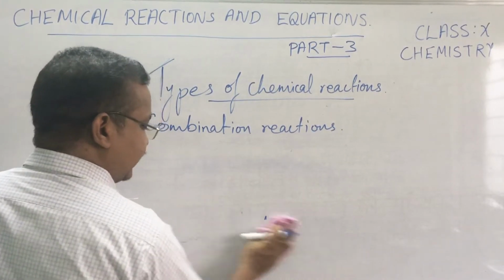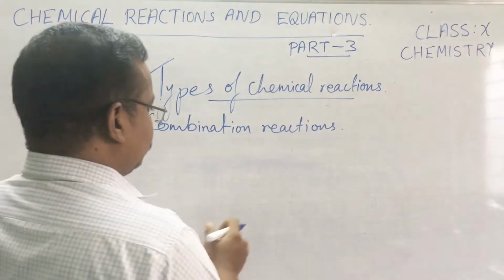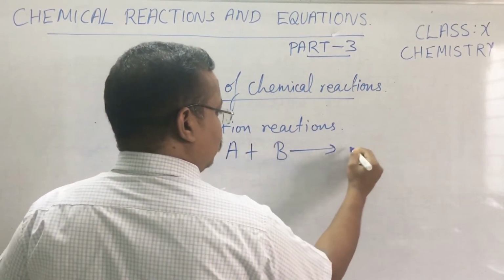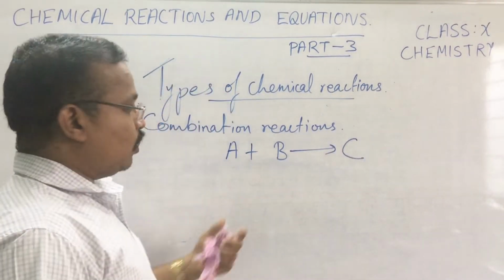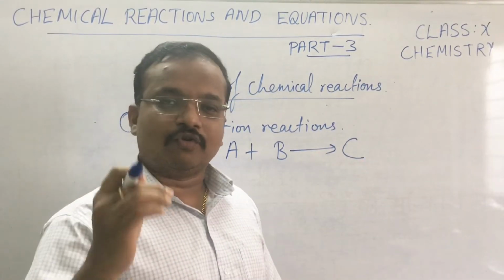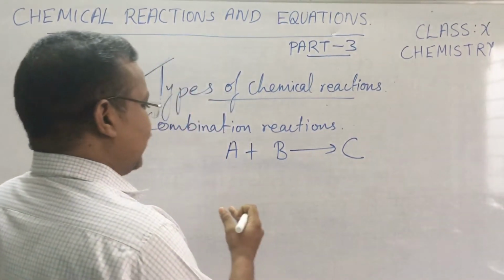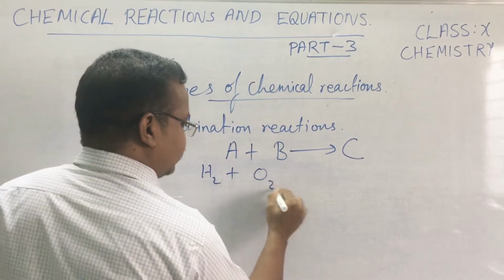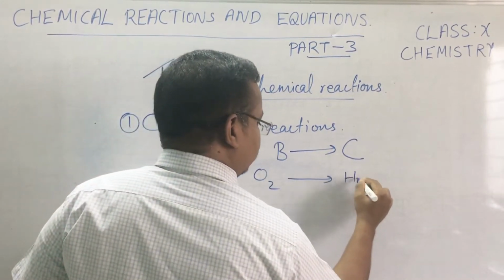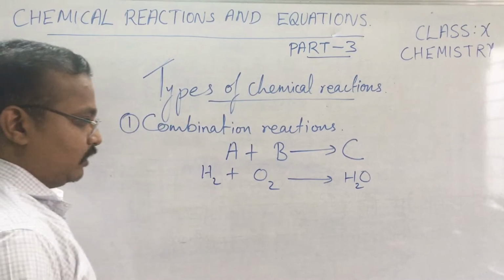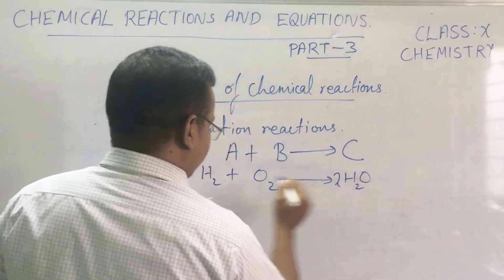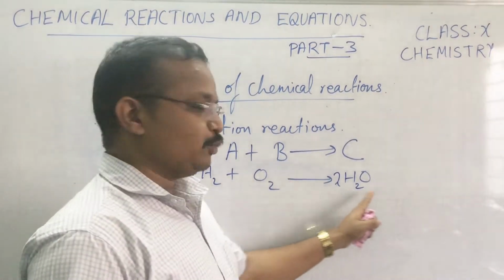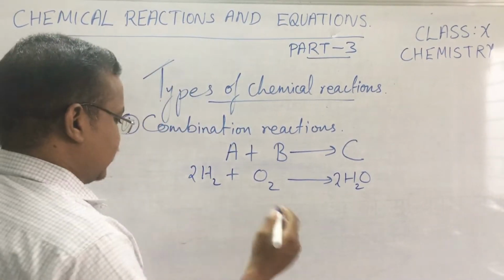In combination reactions, two components like A reacts with B to form a single product C, or you can also write A plus B to form AB. Let us take an example. Hydrogen reacts with oxygen to form water. If you balance this, 2H2 plus O2 gives 2H2O. This is a type of combination reaction.